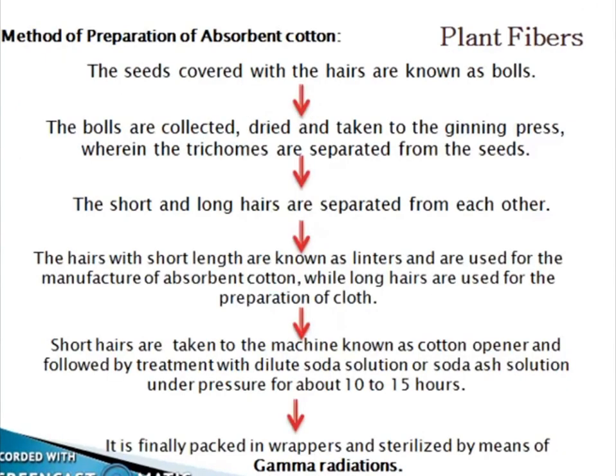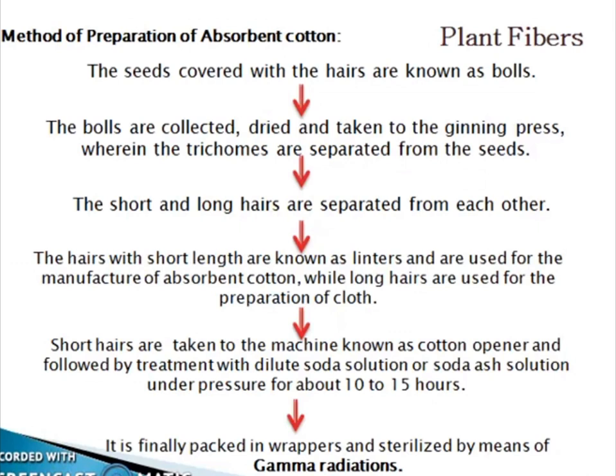Next is the method of preparation of absorbent cotton. The hairy-like substance, the trichomes covering the seeds, forms balls. These balls are collected and initially dried. Then they are taken to the ginning press, where the trichomes are separated from the seeds. For the separation of the trichomes from the seed, the material is subjected to the ginning process.